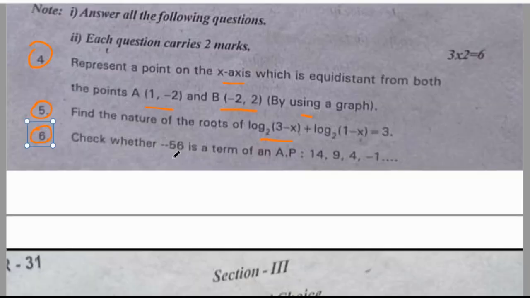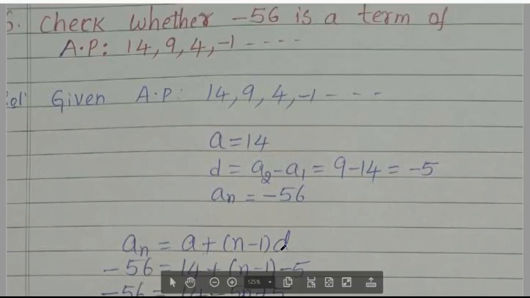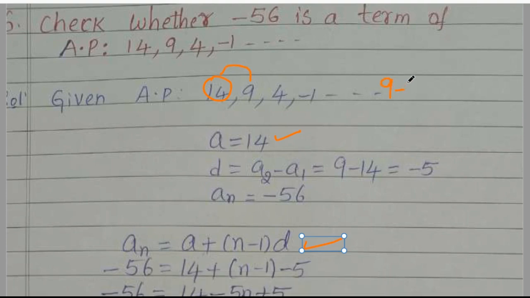Sixth question, check whether minus 56 is a term of an AP 14, 9, minus 1. So to check whether minus 56 is a term, we have to use the formula an is equal to a plus n minus 1 into d. So here a is first term 14, d is common difference. So 9 minus 14, the common difference formula is a2 minus a1. a2 is 9, a1 is 14, 9 minus 14 is minus 5. So d is minus 5.